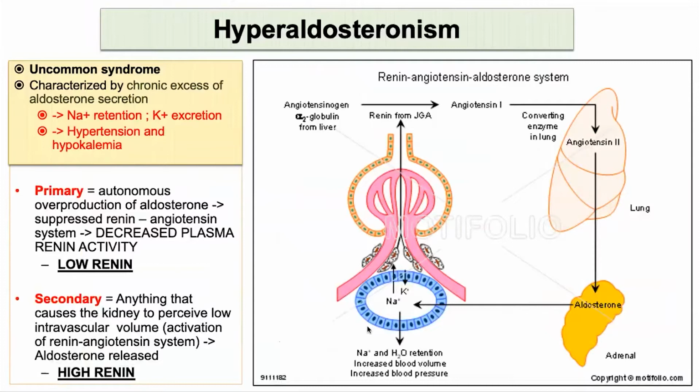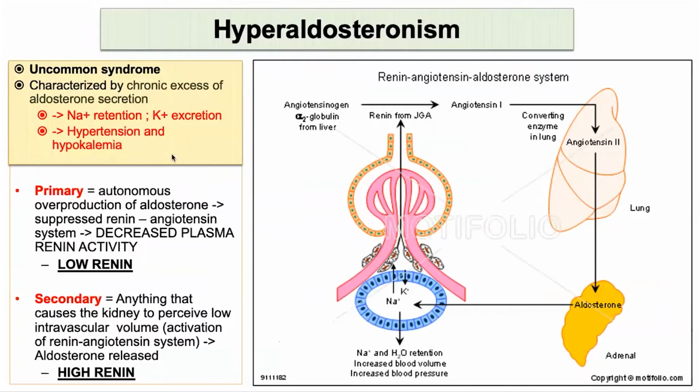So in this case, when there is an overproduction of aldosterone, what happens? It will inhibit the RAS to decrease the plasma renin level. The body found that there is a lot of aldosterone in the body, so it will suppress the renin at the kidney. No more renin is produced because the body has already achieved its sodium level.